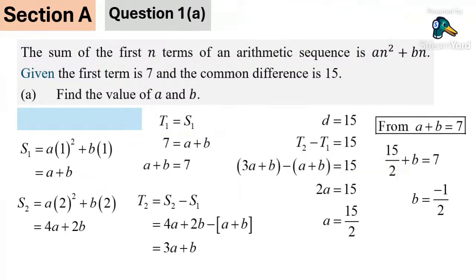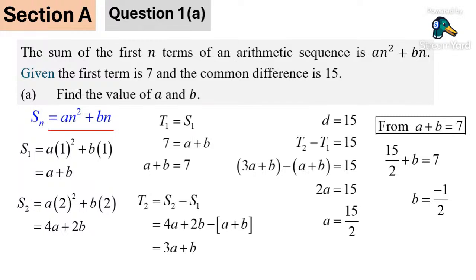Okay, guys and girls. What happened in these solutions here is that if you refer, so we notice that in these solutions here, we have Sn equals to an squared plus bn.